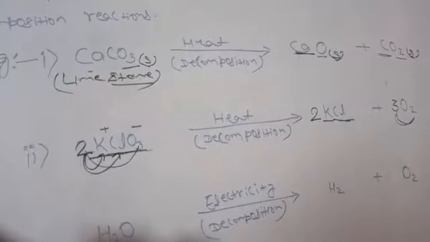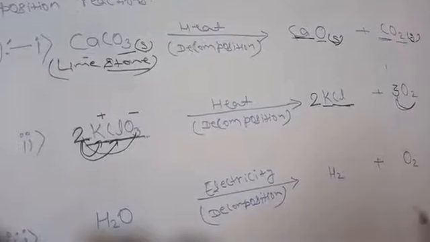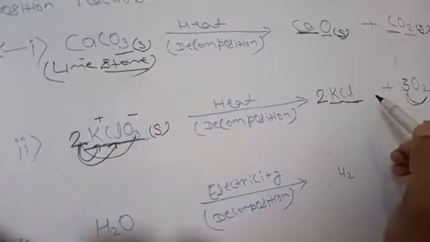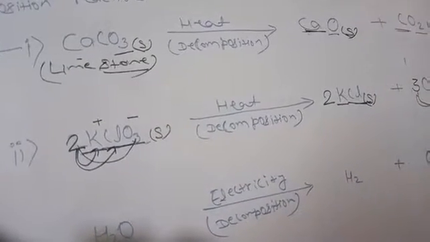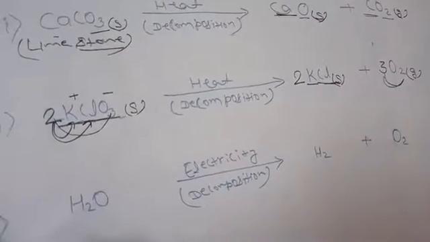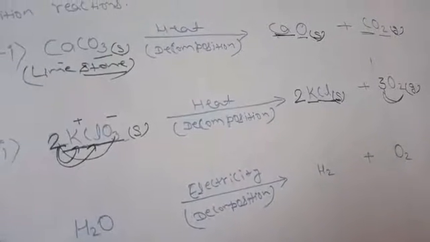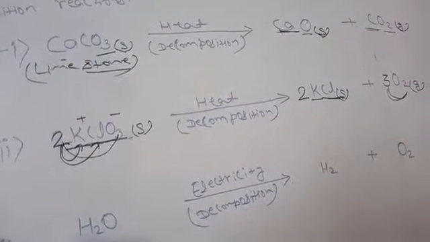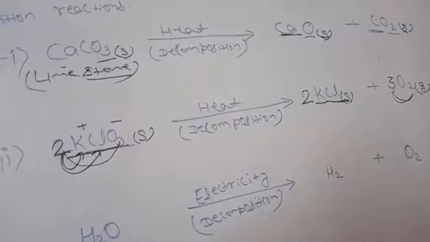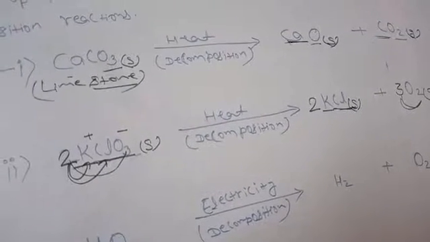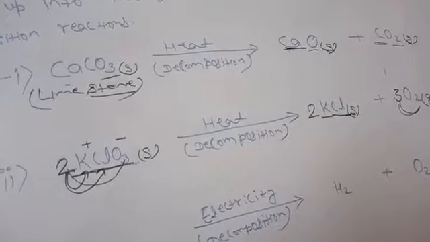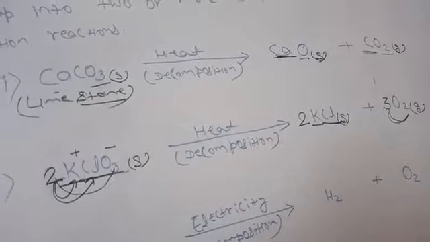Now to make it more informative, you can write the states of matter. Potassium chlorate is solid, so here we write small s. Potassium chloride is also in solid state, and oxygen is a gas, so here we write small g to represent gas. Now why do this reaction? Because decomposition takes place here in the presence of heat and a catalyst, and in this decomposition reaction, the single compound potassium chlorate splits up into two simpler substances. The first one is potassium chloride, and the second one is oxygen.